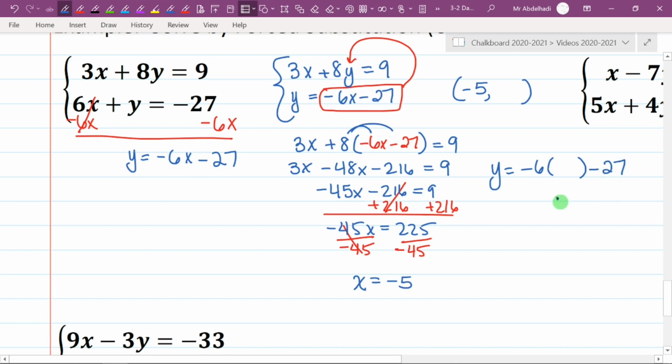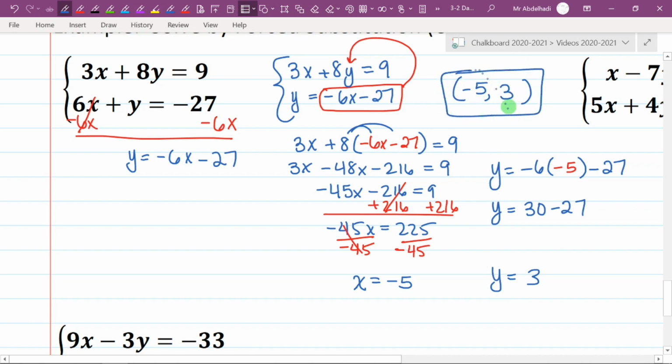So what did we say x was? We said it was -5, right? So this is y equals -6 times -5 is positive 30 minus 27, which is 3. And there we go. Those are our two answers. Our final answer, alphabetically, x comma y, is -5 comma positive 3. And there we go.